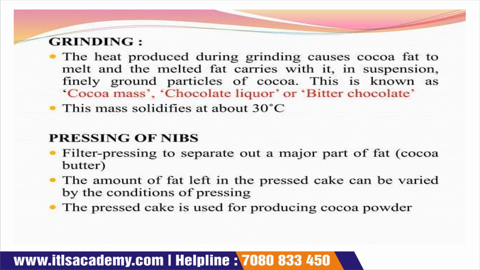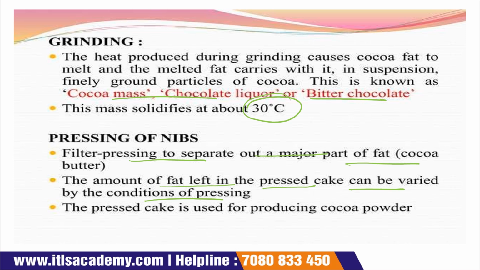So this fat produced during the grinding surrounds the cocoa particles, which is called either cocoa mass, cocoa liquor, or bitter chocolate. Solidification of this mass takes place at a temperature of around 30 degrees Celsius. After grinding, nibs are formed, and then filter pressing of nibs separates out the major part of the fat, cocoa butter. The amount of fat left in the press cake can be varied by the conditioning of the pressing. The press cake is used for producing cocoa powder.